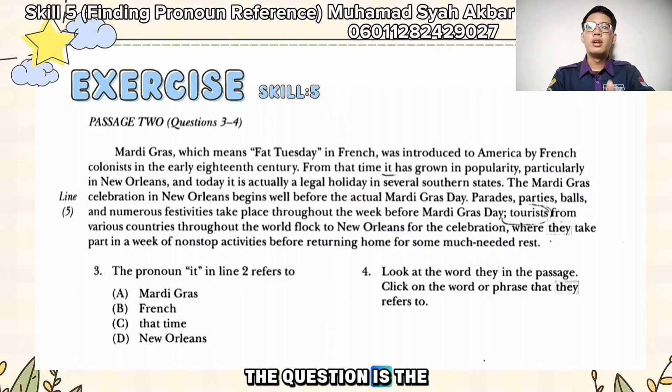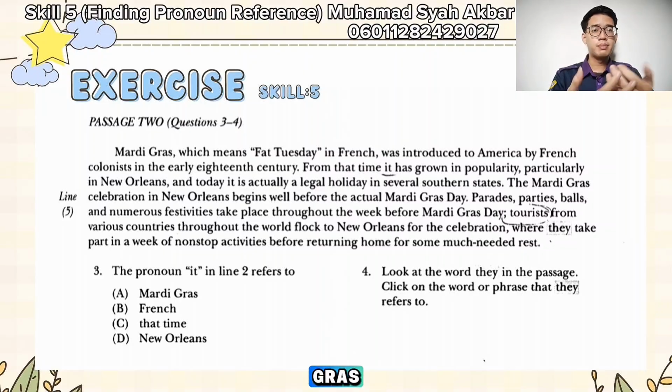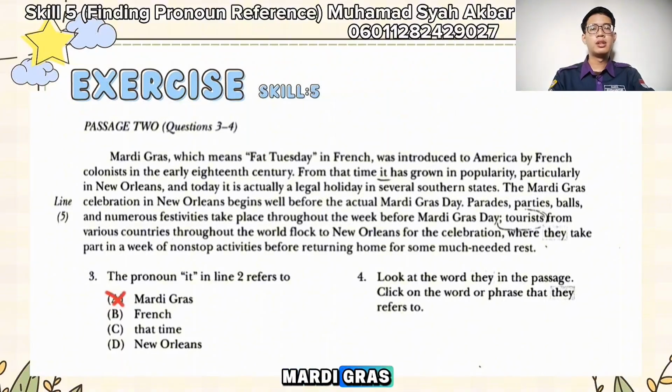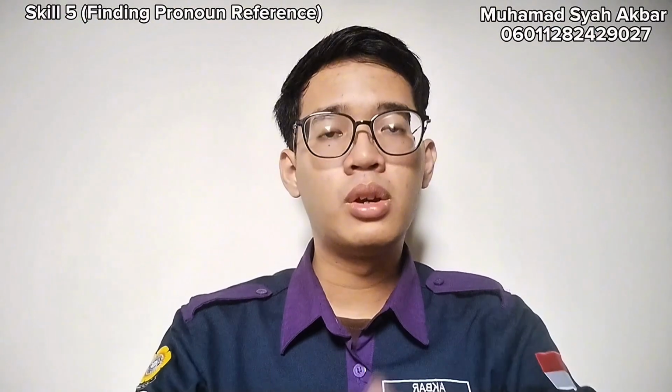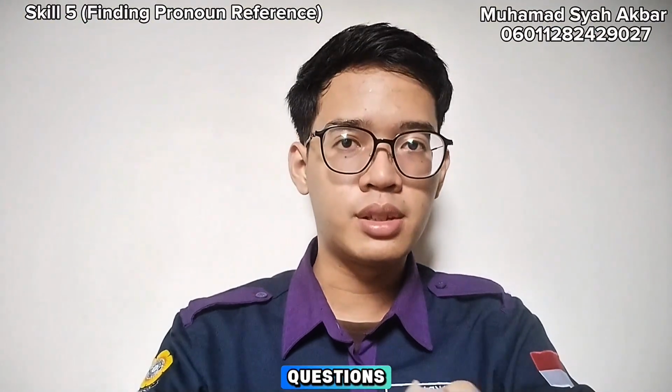We continue to the second text. The question is, the pronoun it in line 2 refers to A, Mardi Gras, B, France, C, that time, D, New Orleans. The answer is A, Mardi Gras. And second question is, the word they refers to, the answer is tourists, because they are the ones joining the activities.